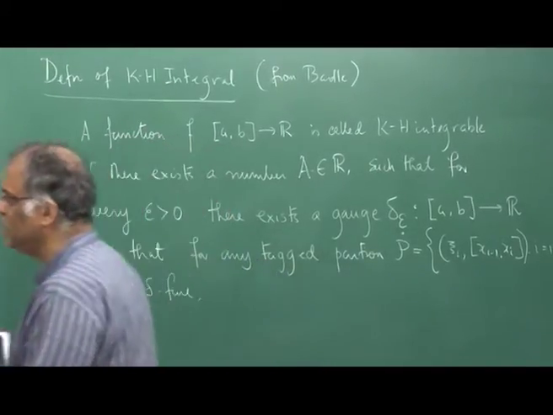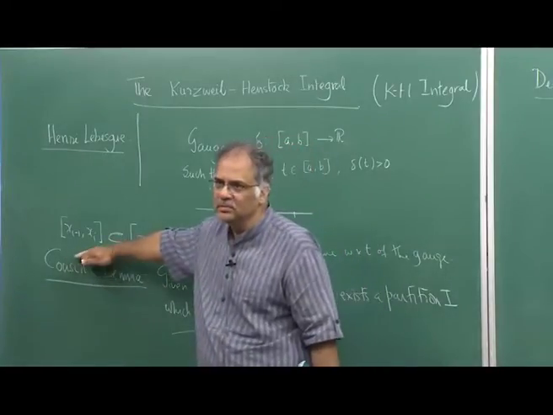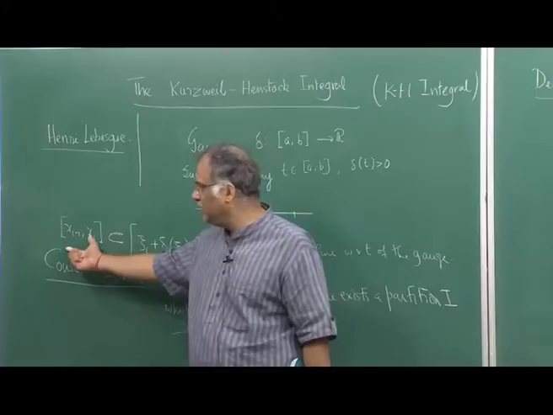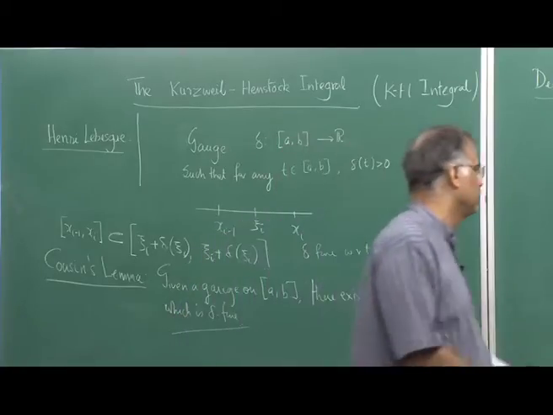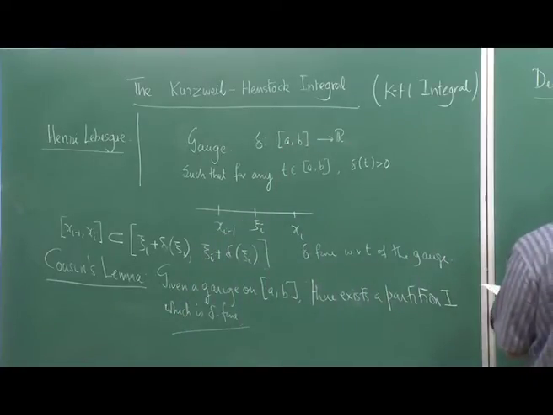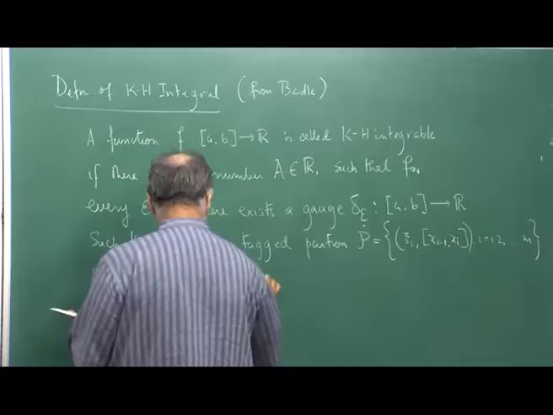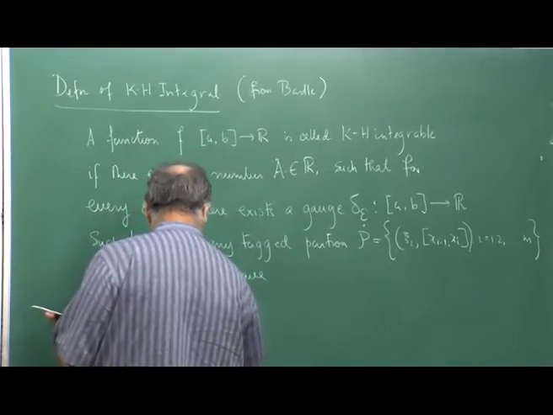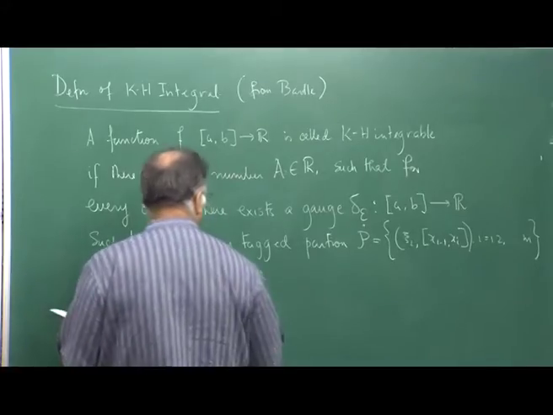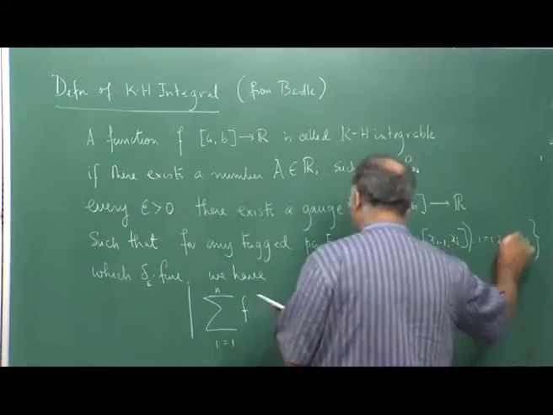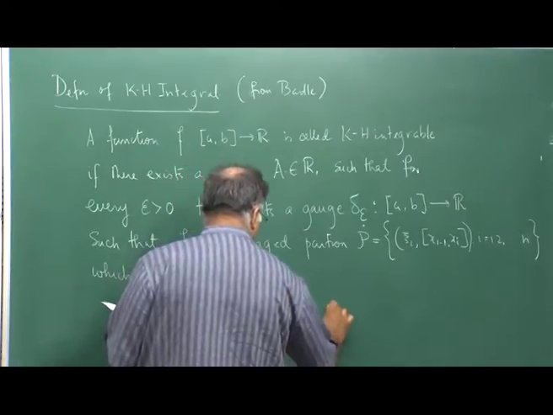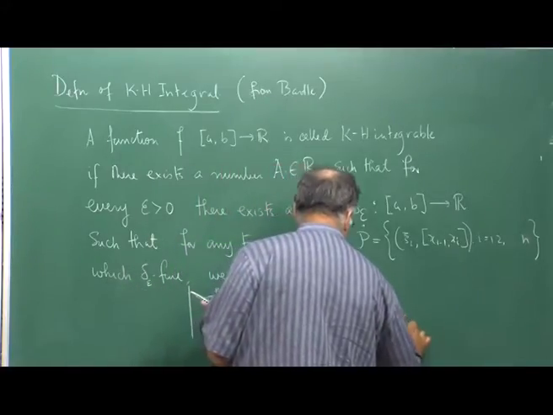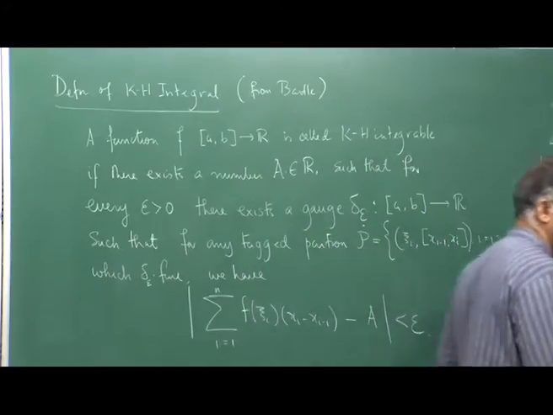So delta fine essentially means this, for every interval this should happen. So the length of the interval should be less than twice of delta, which is delta epsilon fine, we have the summation i equal to 1 to n, sorry, n, f(xi_i)(x_i minus x_{i-1}) minus A. So this is the definition.